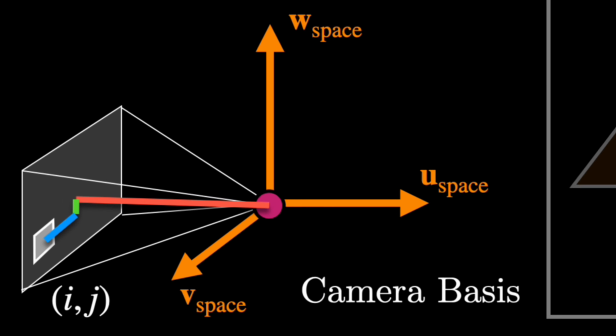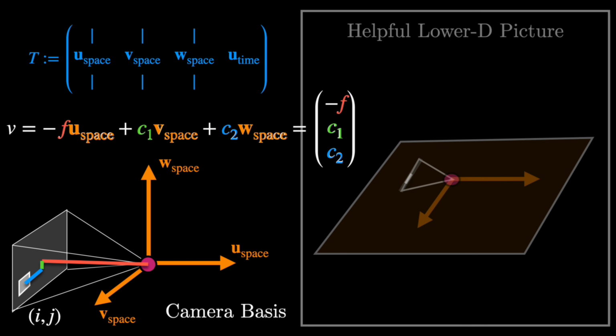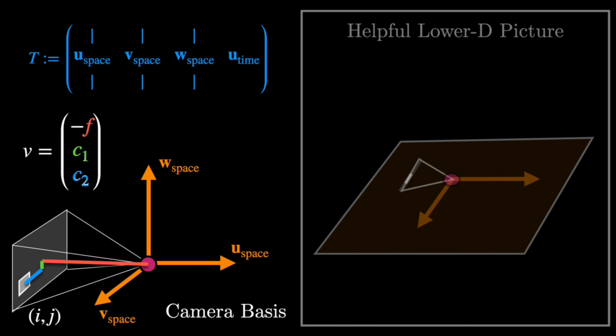Very simply, like this. For some constants c1 and c2 in terms of i and j, and where f is the focal length. And bam! We have ourselves a ray direction vector expressed inside the observer's reference frame, which we can now map back into our coordinate chart using our 4x4 transform.